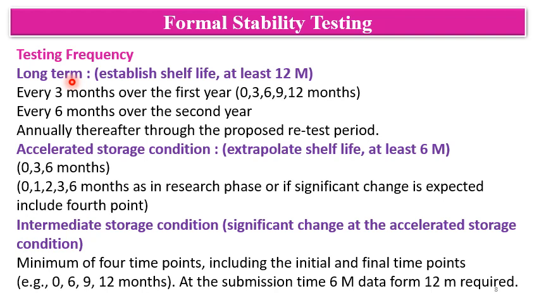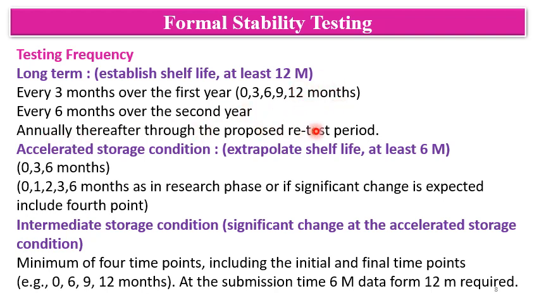Then coming to the testing frequency. All of us know that three conditions are there for testing: long term, accelerated and intermediate. Long term stability is to establish shelf life. At least 12-month data is required for the long term stability condition. Frequency is every 3 months over the first year, so it will be 3, 6, 9, 12 months. Then every 6 months in the second year, so it will be 18 months and 24 months.